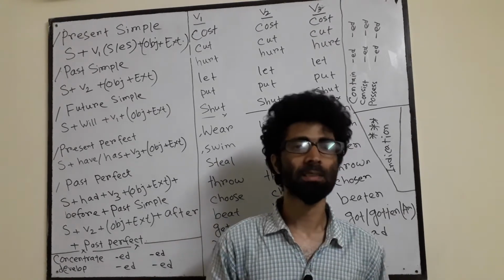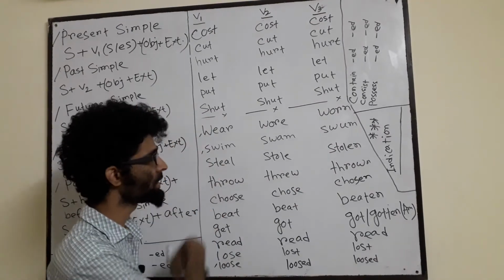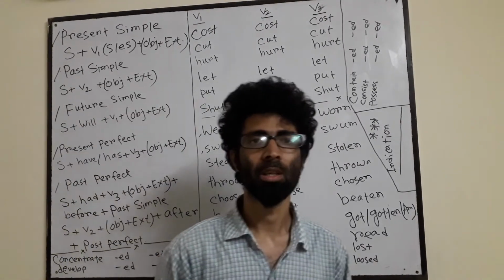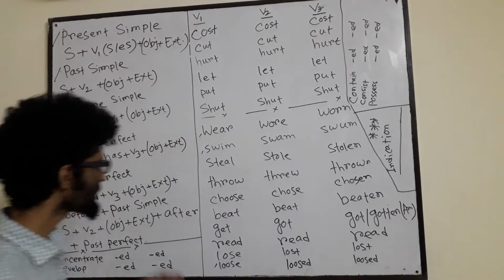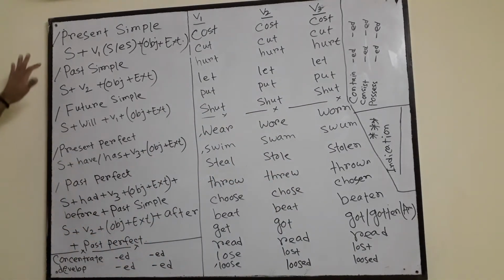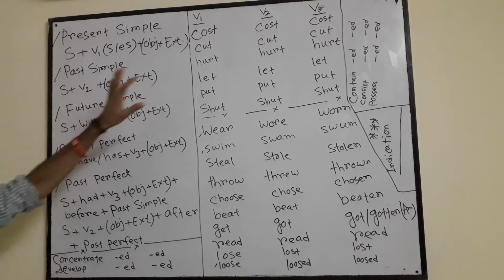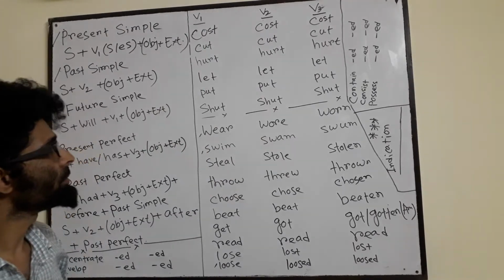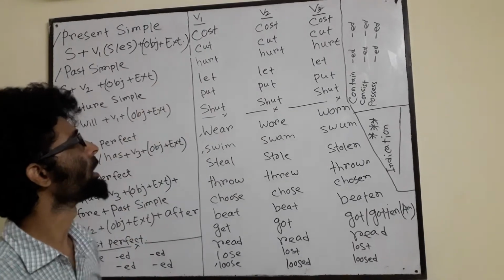So today in this class I am going to talk about some of them, and I am going to talk about some conjugation of verbs. Now get started. See, on the left side I wrote down some structure of some tenses, and on the right side I wrote down some conjugation of verbs. At first let me read the conjugation of verbs.